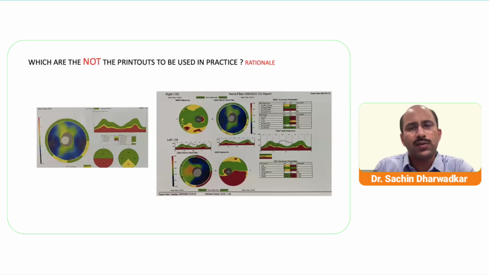These are not the printouts that should be used in practice ideally. If you are supplementing these printouts with a printout of a segmented image, that is the ideal way to go. But most of the time we see patients moving around with these printouts. It is very, very difficult to understand how the images were taken, what the quality was, whether they were segmented properly or not, because here you will have no clue as to what is happening behind the scenes.